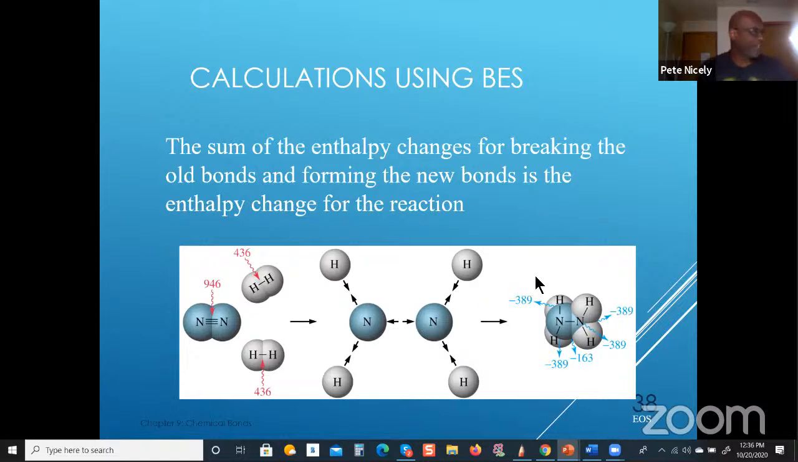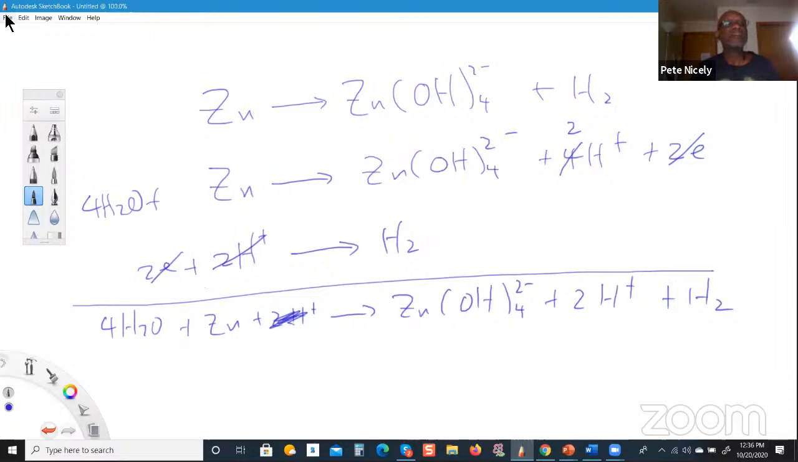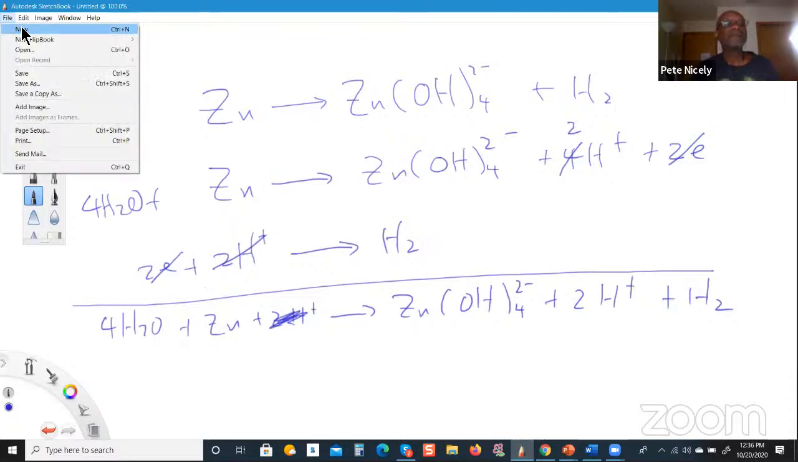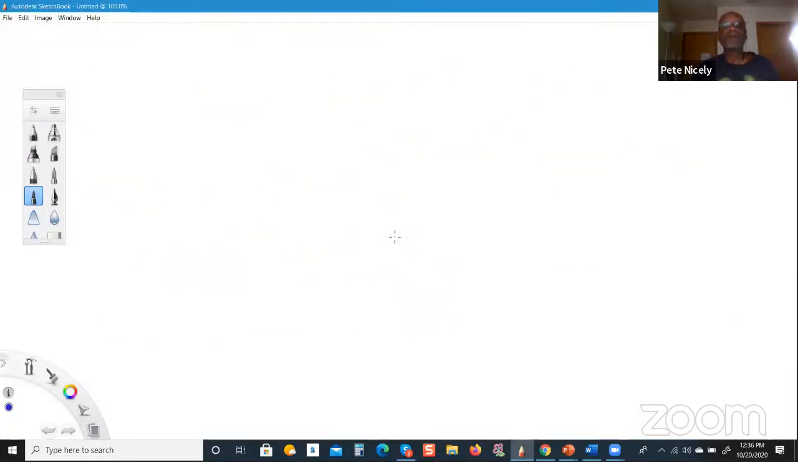So what I'm going to do here is go to my writing pad. Okay, so the reaction we're talking about here is N2 plus H2 to form hydrazine, which is N2H4, all right? So to balance this, we're going to need a 2 here, right?